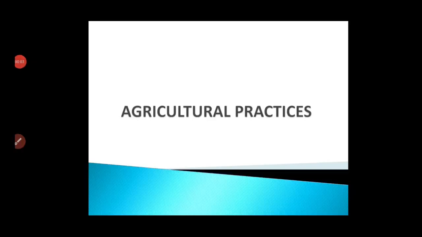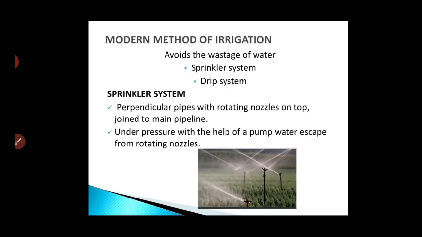Today, we are going to learn the remaining steps in the agricultural practices. And in the previous session, we learned up to the traditional method of irrigation. Today, we are going to start with the modern method of irrigation. Can you remember what irrigation is? Yes, very good. It is the supply of water to the crops at regular intervals of time.